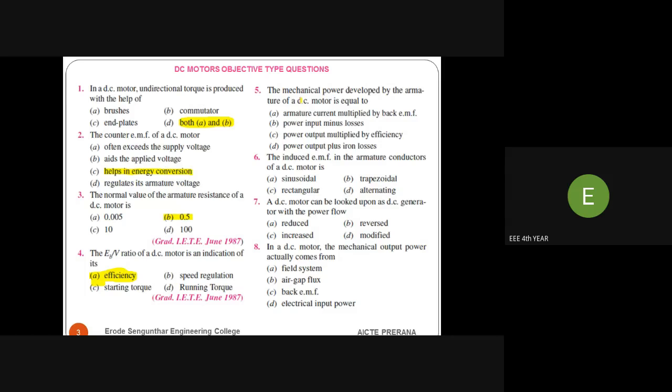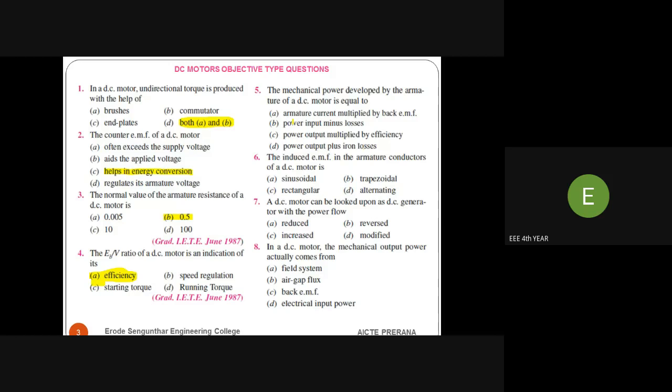Okay, next question, question number 5. The mechanical power developed by the armature of a DC motor is equal to: option A, armature current multiplied by back EMF; power input minus losses; power output multiplied by efficiency; power output plus iron losses.